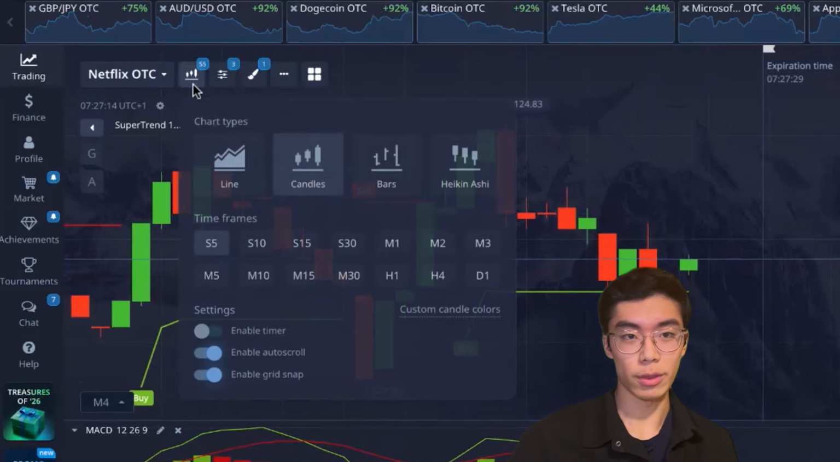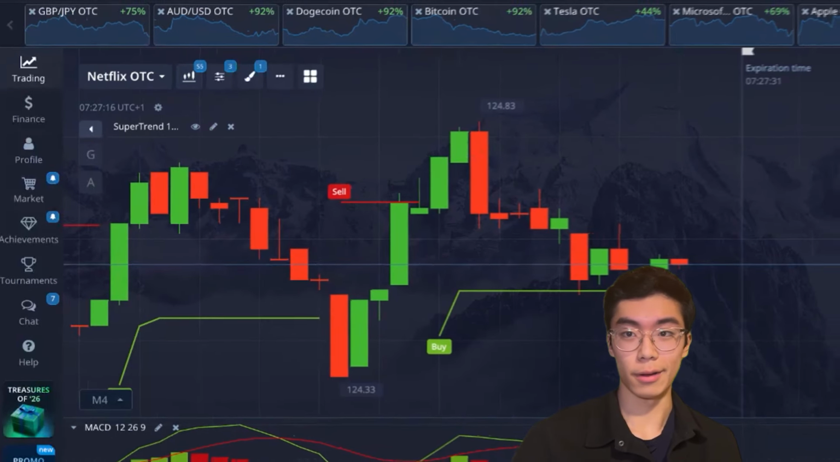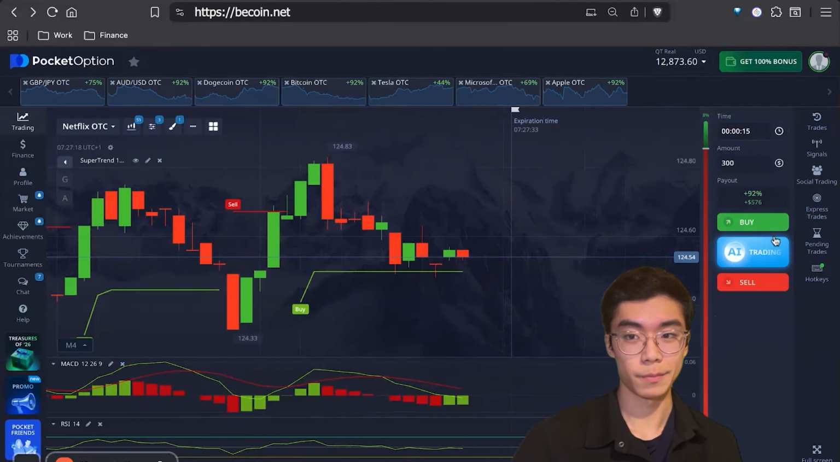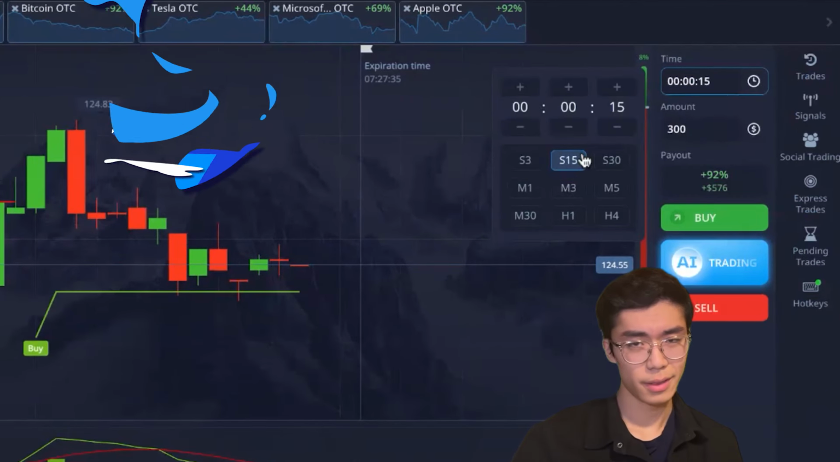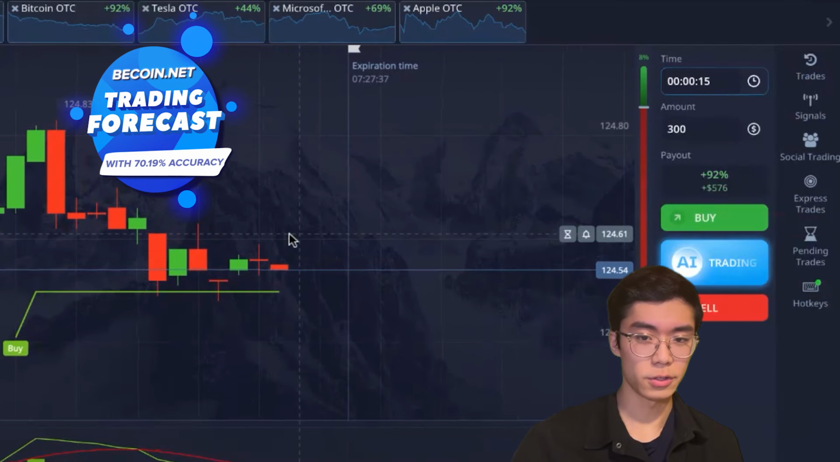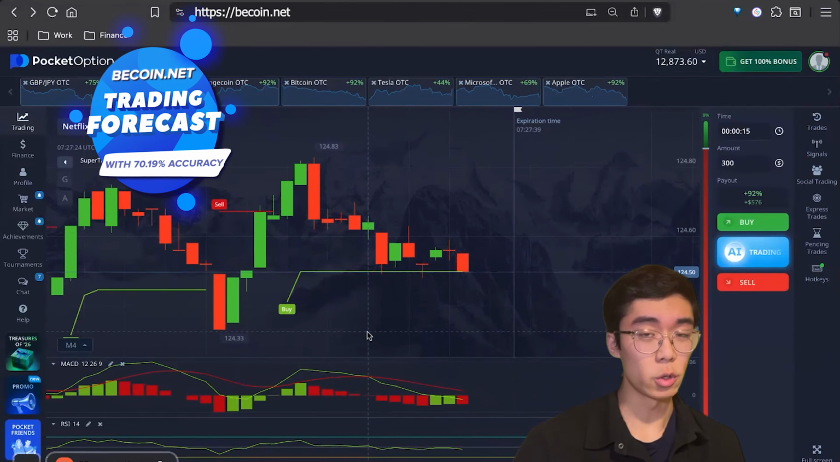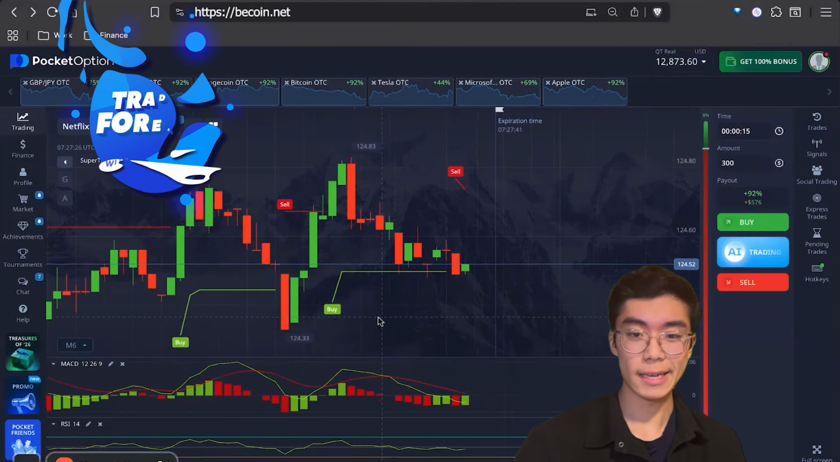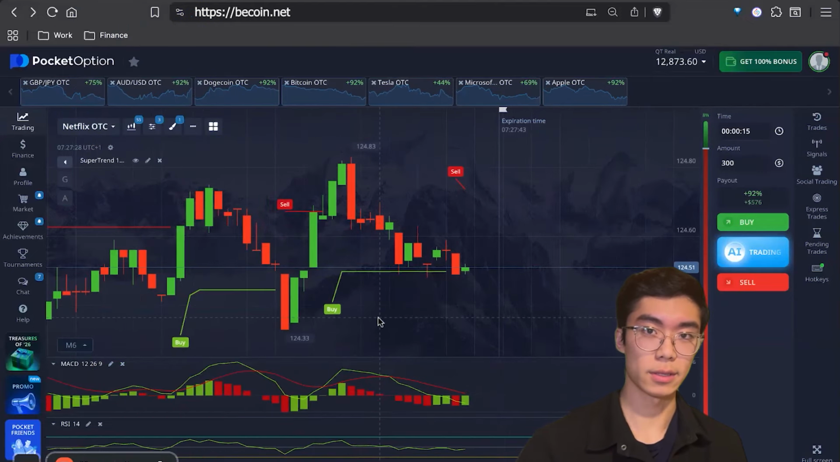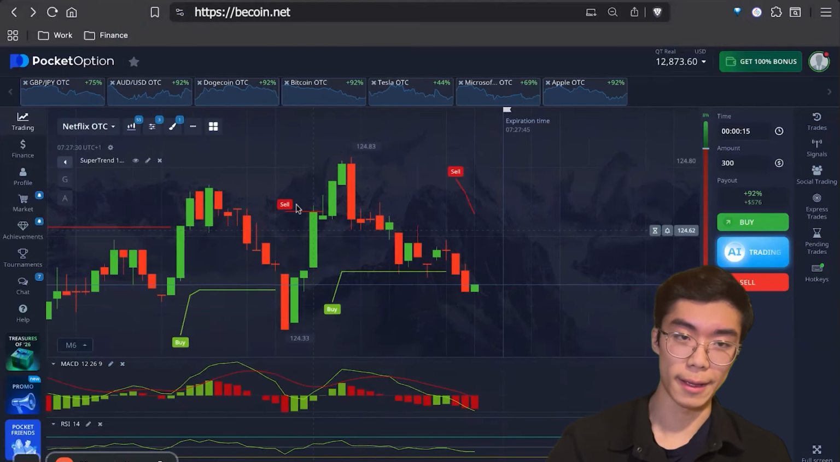So you're going to be trading with the 5 second candlestick. You're going to do 15 second trades, right? So these are very short-term trades. You're going to see quite a few losses, but in the grand scheme of things, you're still going to profit in the long run, okay?